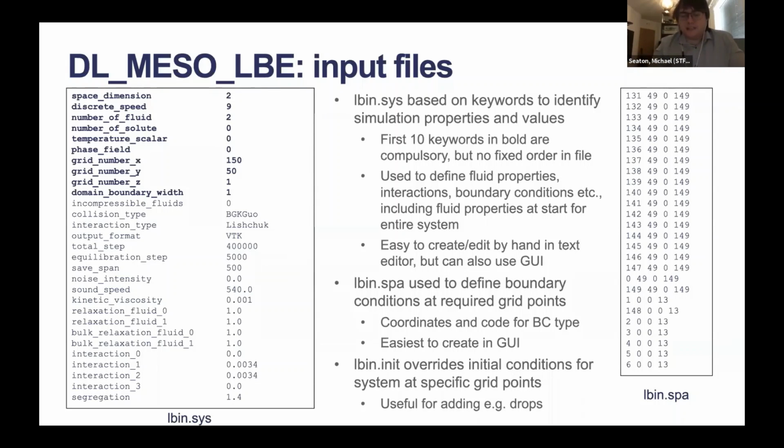And then the file on the right, the lbin.spa file, is used to define the boundary conditions at the required grid point. So it's basically the grid coordinates, and then a code for the boundary condition type. You can do that by hand, but it's much easier to create that in the graphical user interface. And then there's also another file which I've not shown here, the lbin.init file, which will override the initial conditions for the system at specific grid points. And that's pretty useful if you want to add, say, a drop into your bulk fluid, for instance, for multiple fluid simulation.